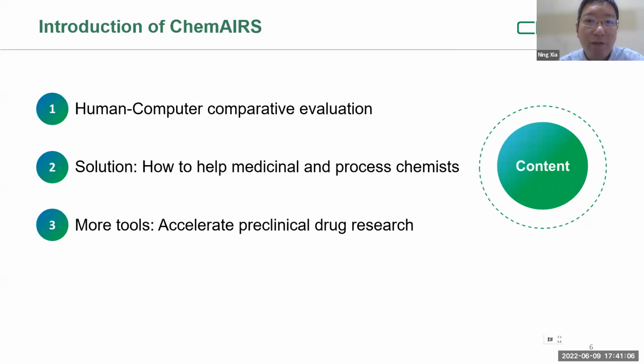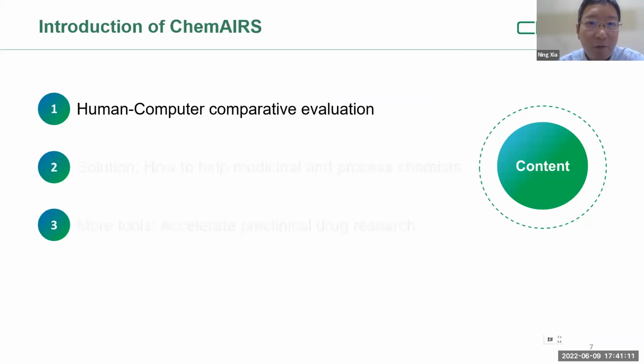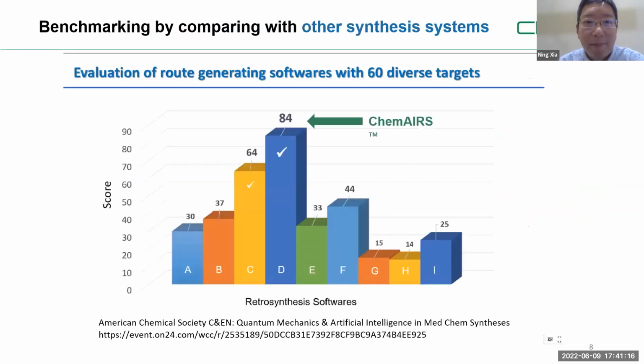After the introduction of the background, I will start to introduce the ChemAIRS system. First, I will show you some evaluation results of ChemAIRS. This was a published result by WuXi at an online conference. WuXi evaluated 9 different retrosynthesis systems with 60 diverse targets. And here we can see ChemAIRS got the highest score and was much better than most of the other systems.